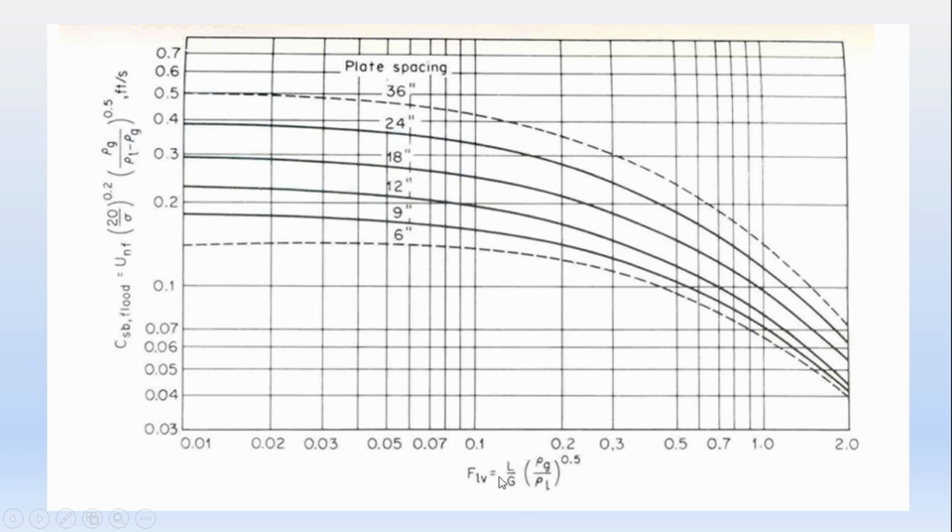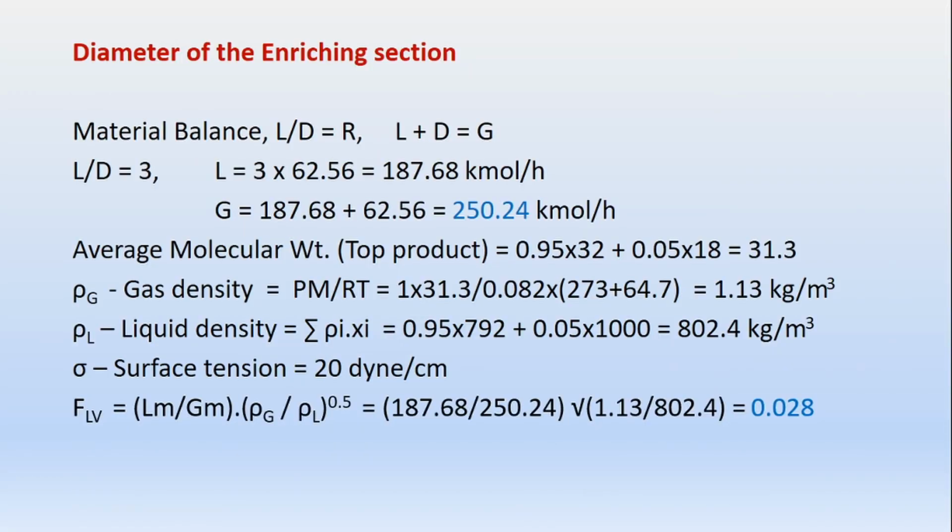We have to find out the FLV value. We will get it by L by G, rho G by rho L to the power of 0.5, and then we will find out at that particular value in this plot at 18 inches, what is the CSB flood value, and then substitute these sigma, rho G, rho L values, and find out what will be UNF. Okay, so from this flooding velocity, we will determine the diameter. We will see how to do that.